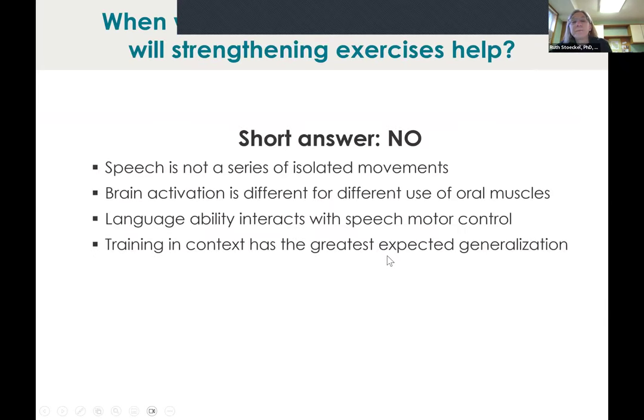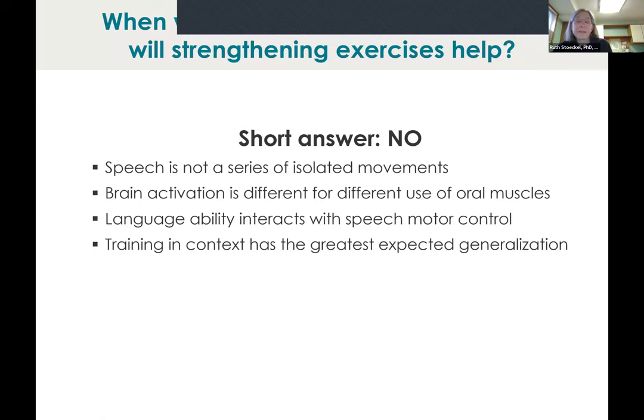If there's weakness, will exercises help to strengthen? No, that's the short answer. We don't produce speech as one movement at a time. They're always sequences of movements. Babies begin to babble in what we can call canonical syllables. They're putting syllables together, sequencing sounds. And we know that brain activation is different for the different use of their oral muscles for eating versus speaking.